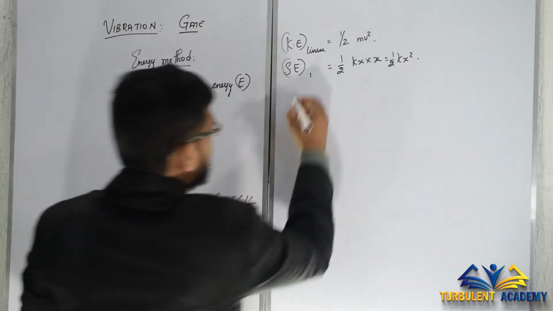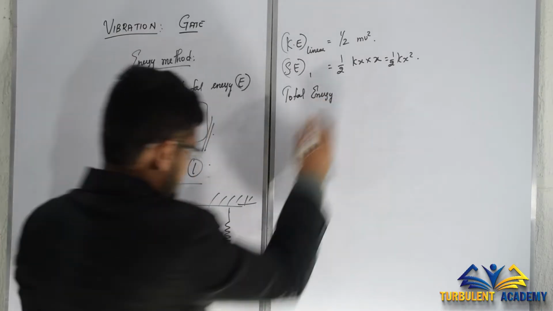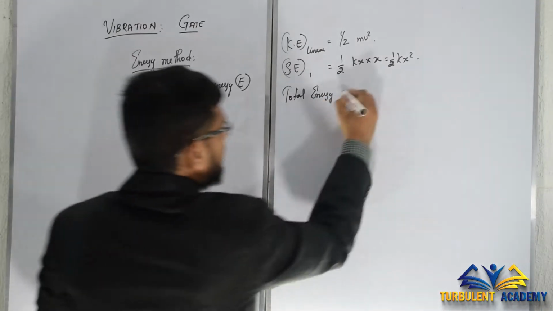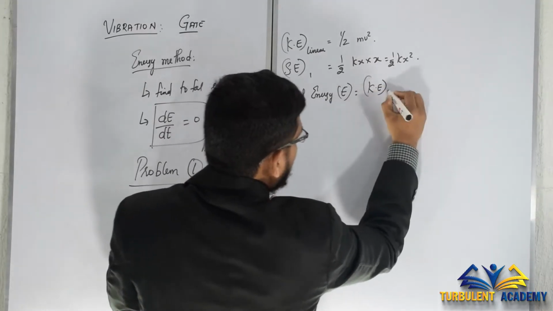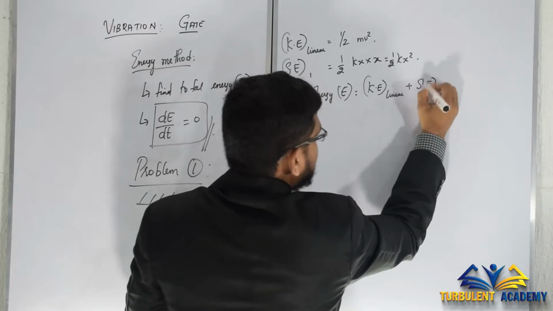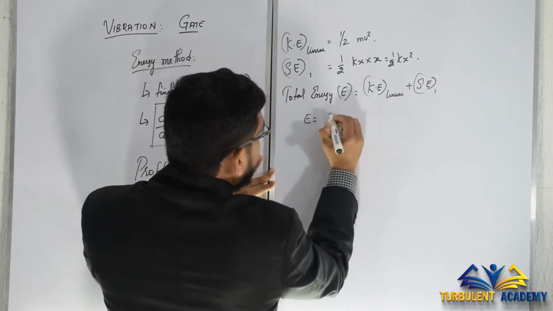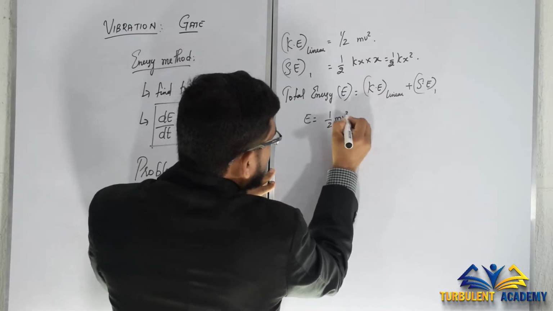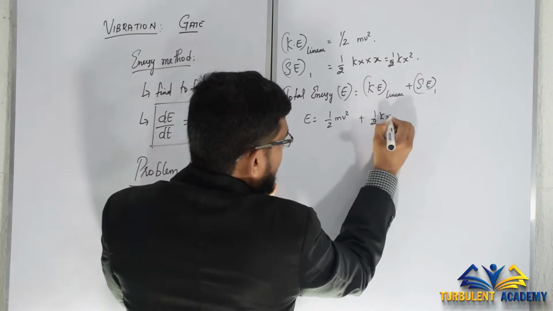Now what I am going to do is take the total energy. What is total energy? All the energies involved in the system should just add up. So we have linear kinetic energy over here as well as spring energy. So E equals half mv squared plus spring energy, half kx squared.